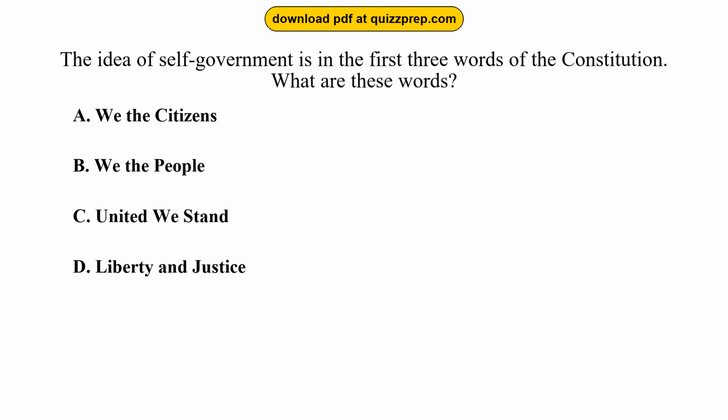Question 7. The idea of self-government is in the first 3 words of the Constitution. What are these words? Option A. We the citizens. Option B. We the people. Option C. United we stand. Option D. Liberty and justice. The correct answer is option B, we the people. We the people establishes that the power of the government comes from the citizens.